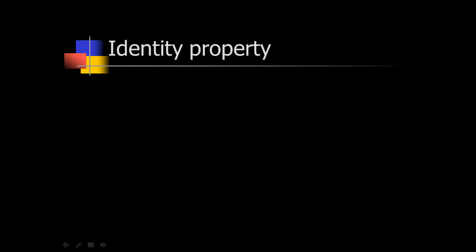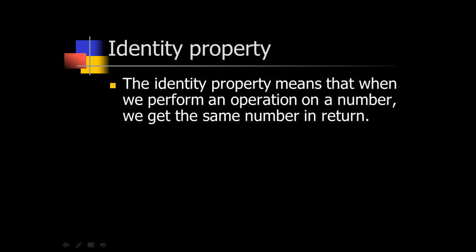The next one is the identity property. The identity property means that when we perform an operation on a number, we get the same number in return. Identity. It's identical. One side is identical to the other. Here we talk about the example 4 plus 0. Obviously, when we add 0 or subtract 0 from anything, we get the same thing. In fact, we call 0 the additive identity element, because anytime that we add 0 or subtract 0 for that matter, we will always get the same thing.